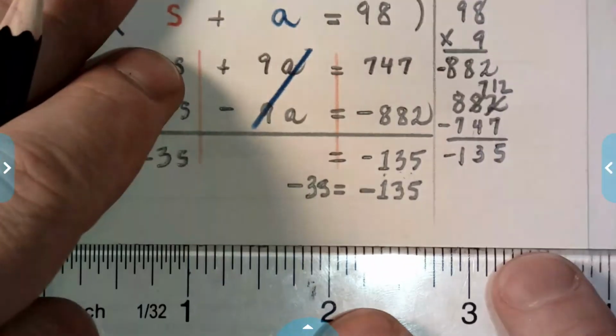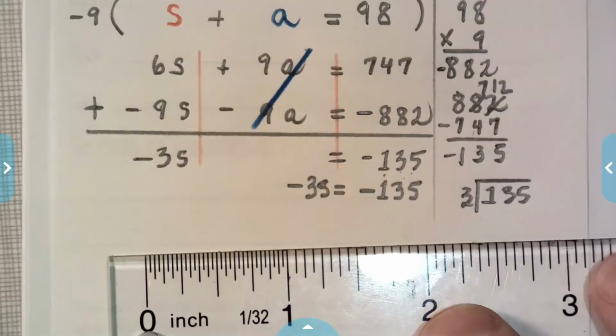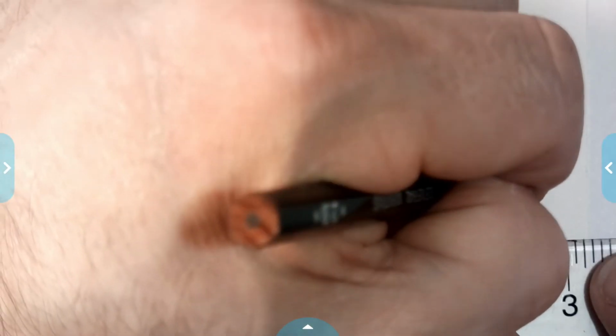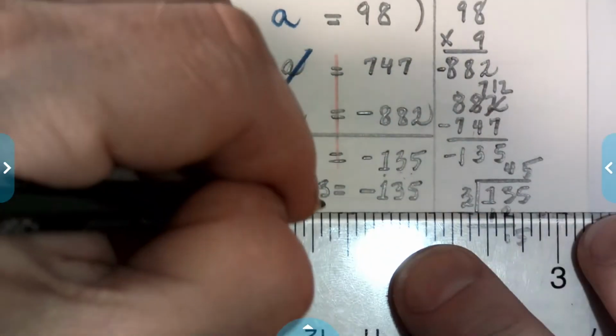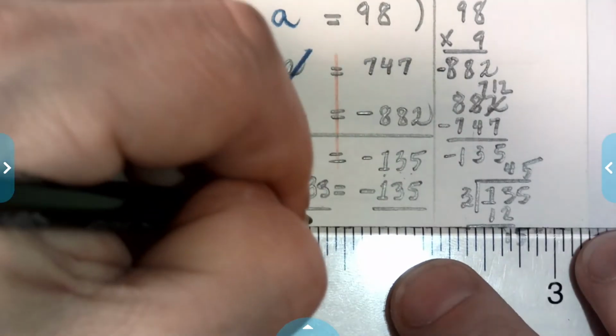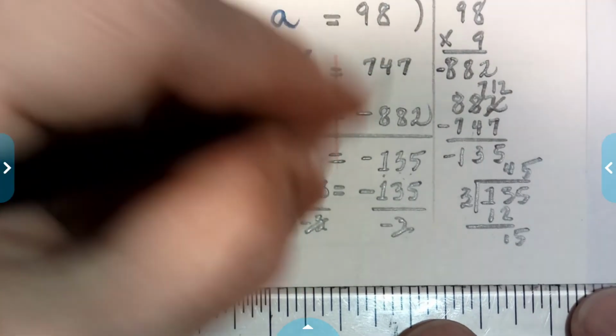Okay. So if you can't do this in your head, do it long division style. Just divide by 3. 3 goes into 13 4 times. That's 12. Leaves 1 as a remainder, 15. 3 goes into 15 5 times. Okay? And so when we divide both sides by negative 3, we're going to get S equals positive 45.